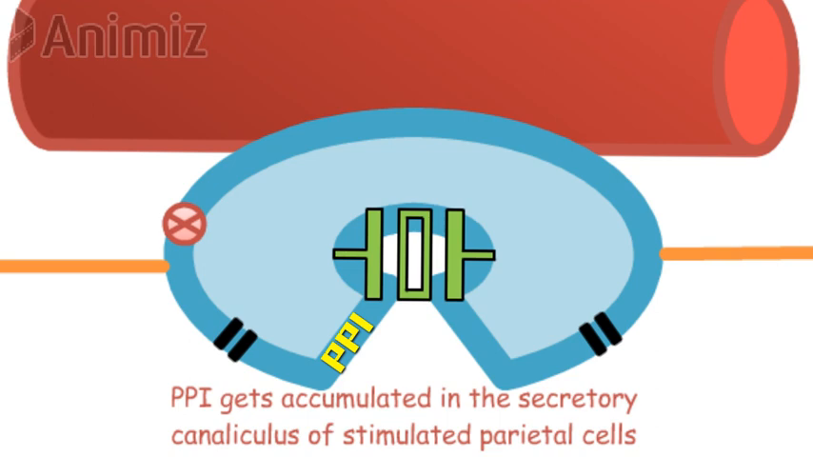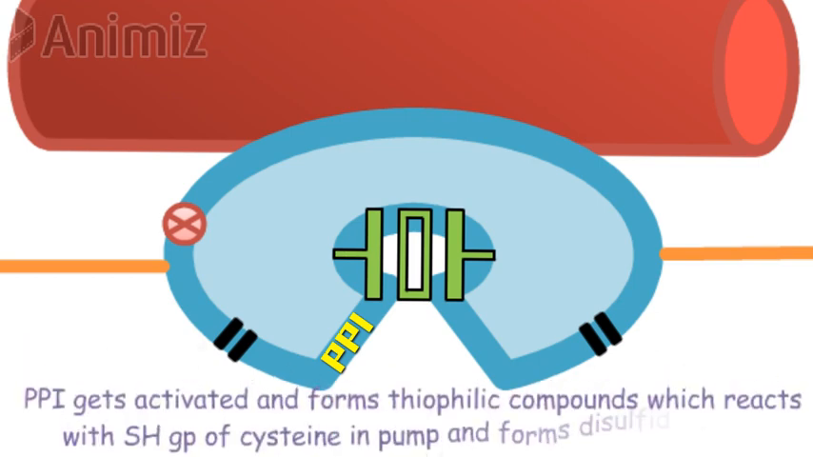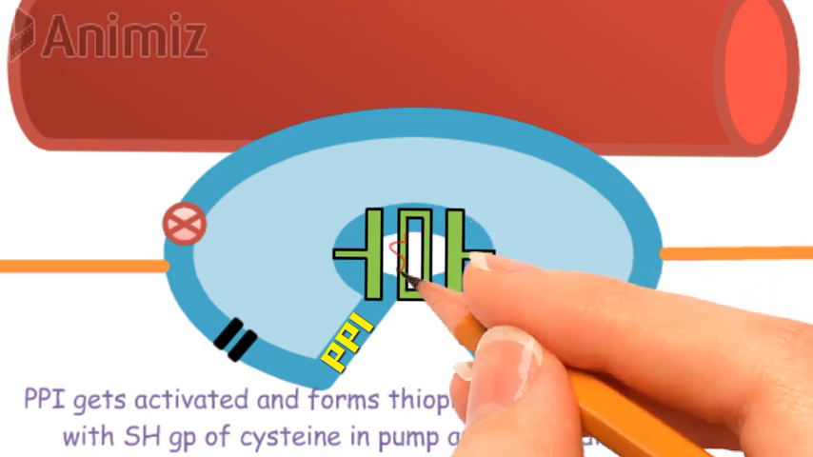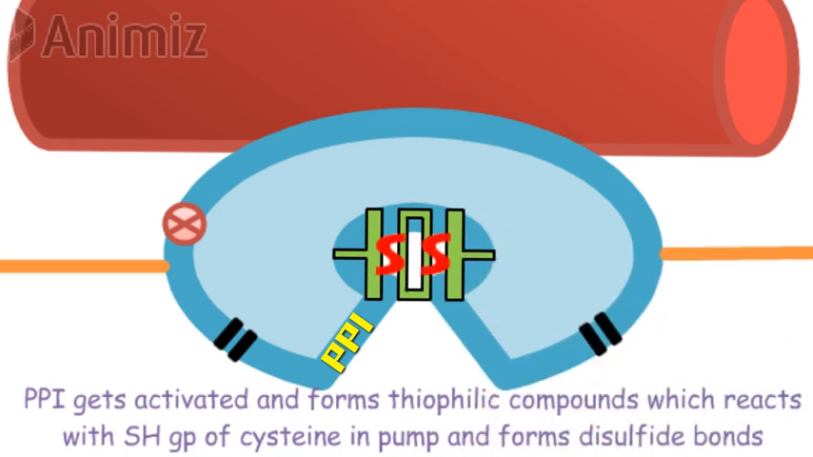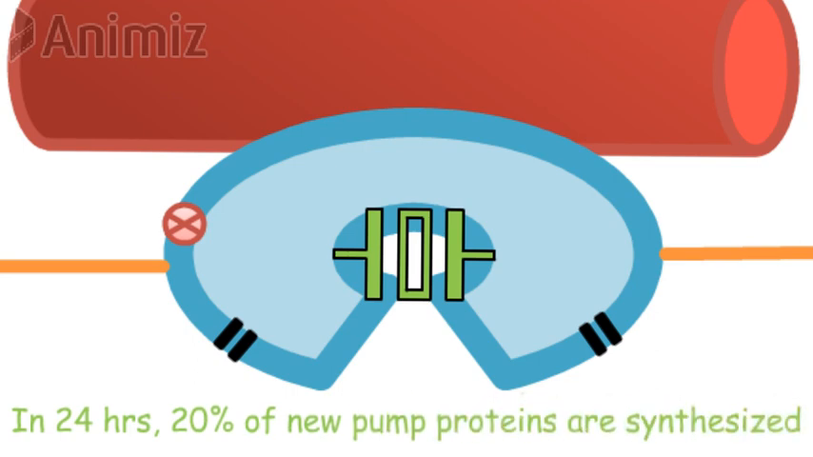This acidic environment activates the proton pump inhibitors, which form a thiophilic compound which reacts with the SH group of cysteine in the pump and forms a disulfide bond with the pump. This bonding is irreversible and it blocks the pump permanently until new pumps are synthesized. But not to worry, the half-life of these proton pump proteins is 54 hours, and in 24 hours around 20% of these proteins are synthesized.